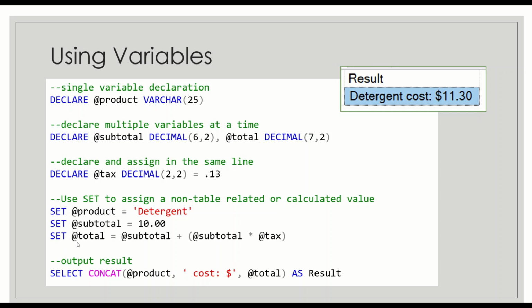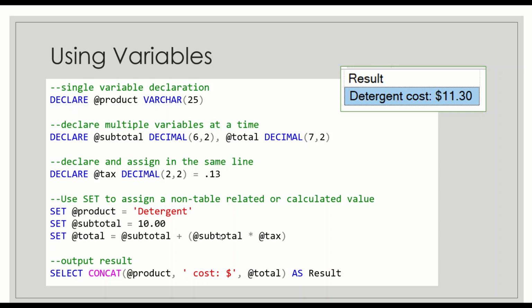And the third statement assigns the result of a calculation. So we have to perform the calculation first to calculate the value, and then we're going to assign the result of that calculation into the total variable. So what is the outcome of the calculation here?